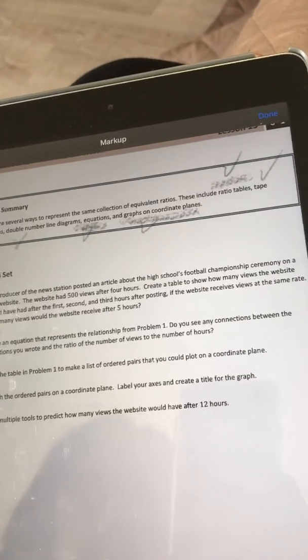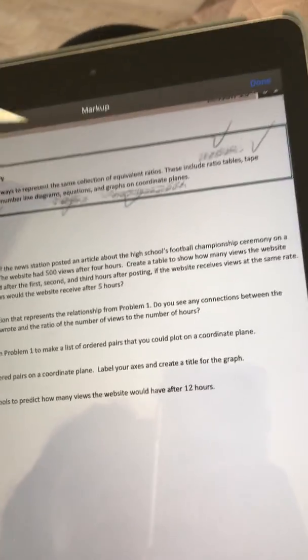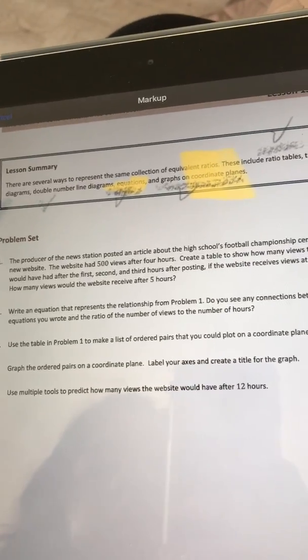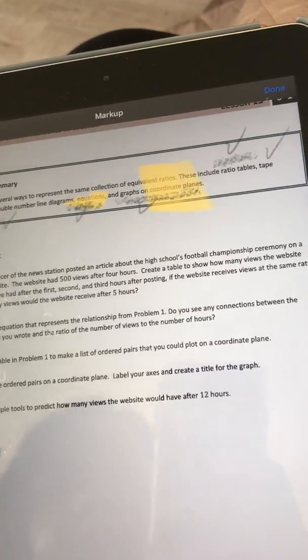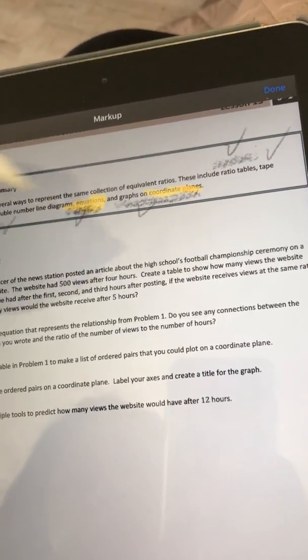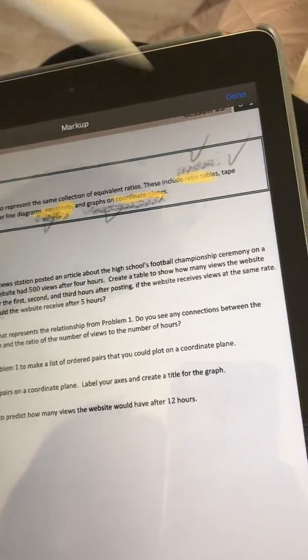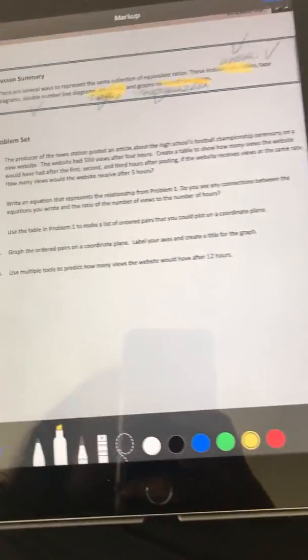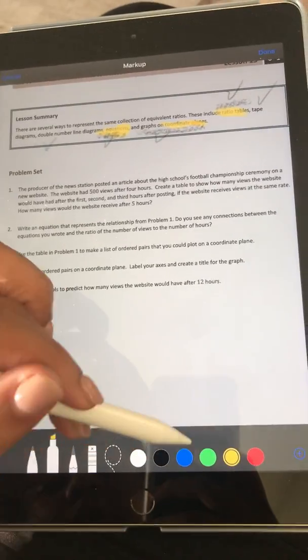Actually, I think I can use a highlighter, which will make it easier to see. So this one. Oops, I'm still learning how to work this thing. And this one. And this one seemed like the most important thing because we talked about those today in class. So let's read through this and try to find some important information that's going to help us, okay?